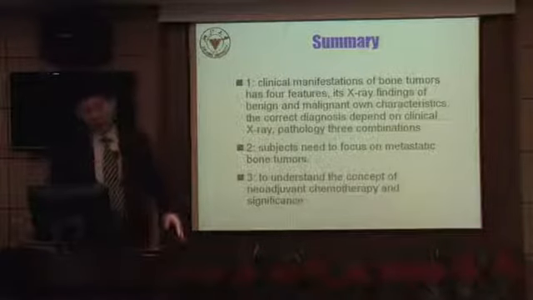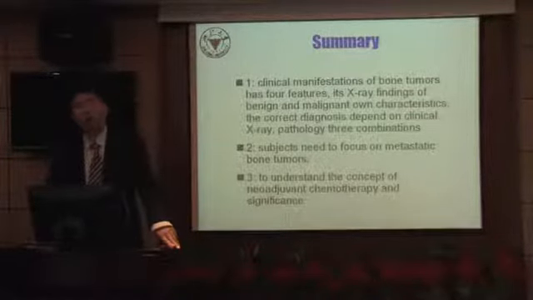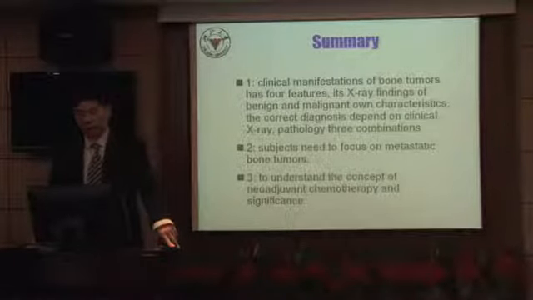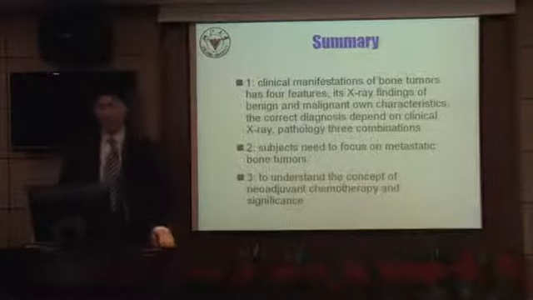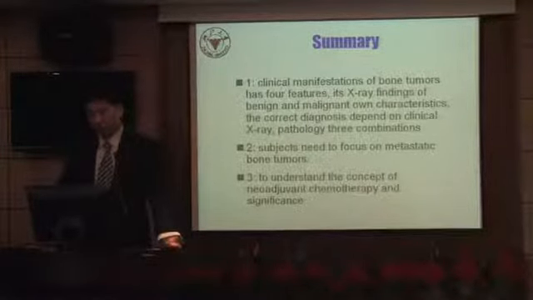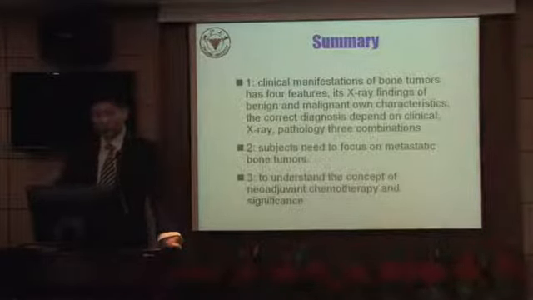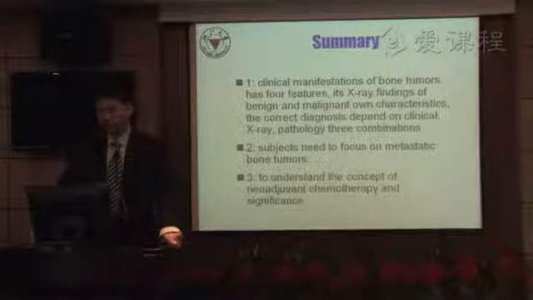So let's see the summary of today's bone tumor. First, we should know the clinical manifestations of bone tumors have 4 features. As for X-ray findings, know the characteristics of benign and malignant, and the correct diagnosis depends on the combination of clinical, X-ray and pathology. And the second, we should focus on metastatic bone tumors. We should understand the concept of neoadjuvant chemotherapy and its significance.